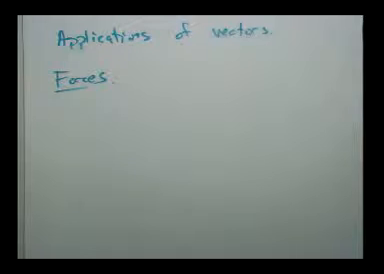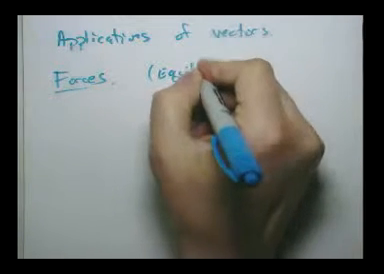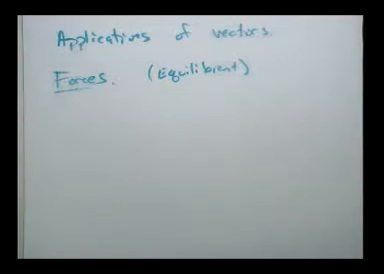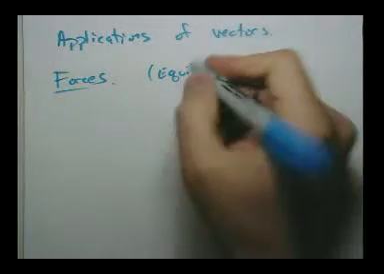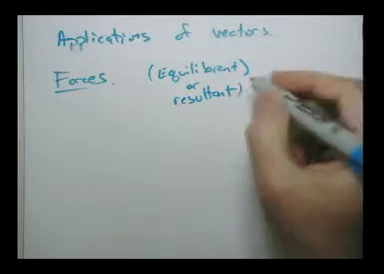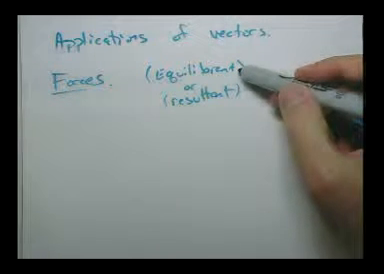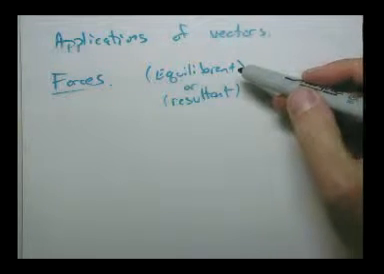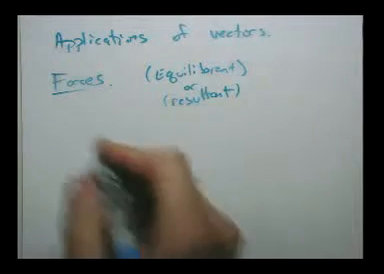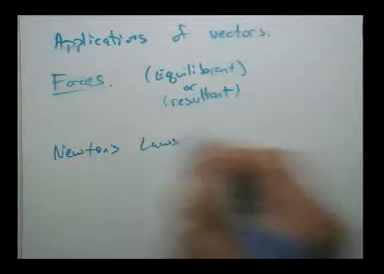Now, we have two kinds of forces that we're going to look for, and both of them revolve around a word called equilibrant or resultant. I think this might depend on the age of the books. I grew up with resultant. This book uses equilibrant, and I think a lot of newer books use equilibrant. In any event, it relies on Newton's laws.